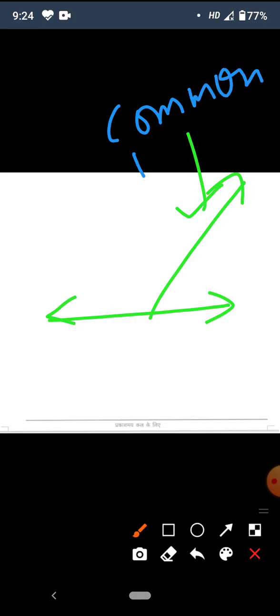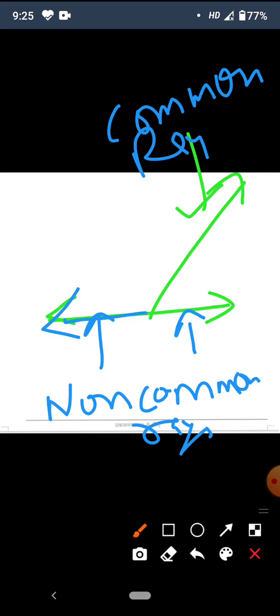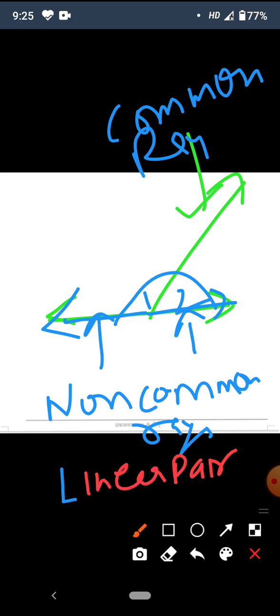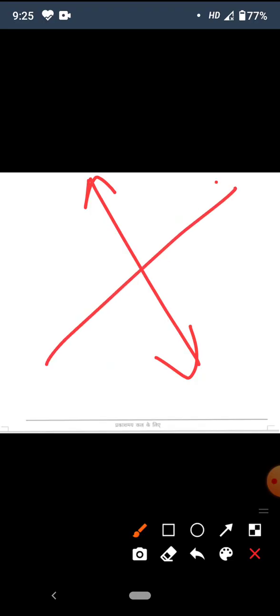Now suppose we talk about these kinds of angles. What do you see here? This is a common ray, and these two are known as non-common rays. If the non-common rays make a straight line, then the angles so formed are known as linear pair angles. These two are also adjacent, but if the non-common sides make a line, then these are known as linear pair angles.